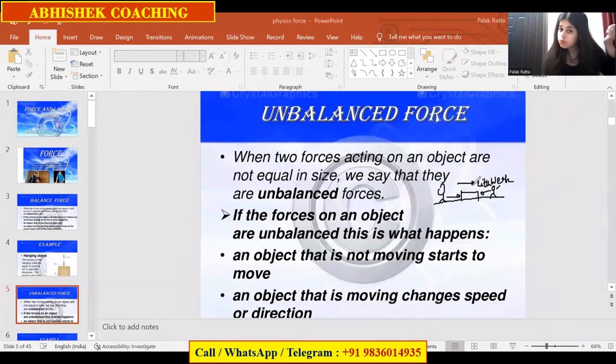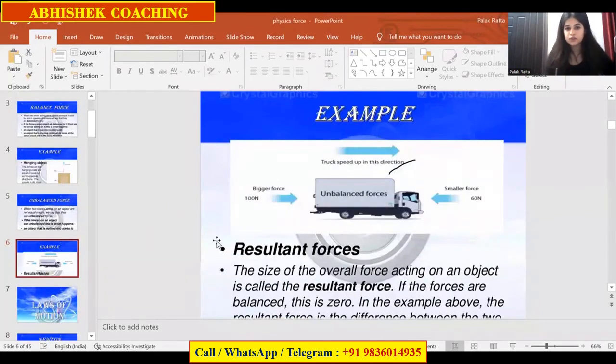So the box will move to the side where the force is greater. This is called unbalanced forces. When the magnitude is not the same, an object that is not moving starts to move. When two forces acting on the same object are not equal in size, they are called unbalanced forces. Here is an example to make this clear: the bigger force is applied by this side, and the smaller force by the other.